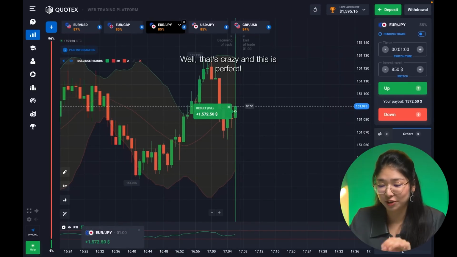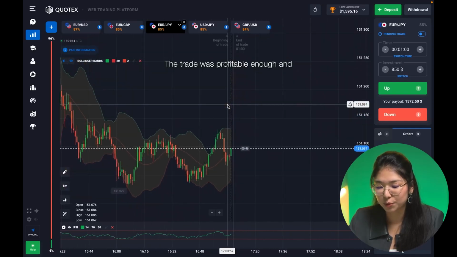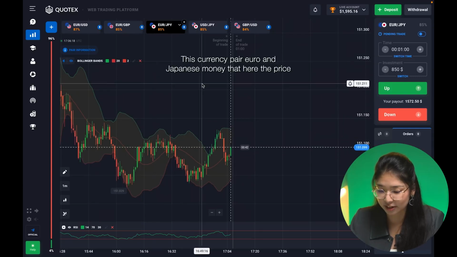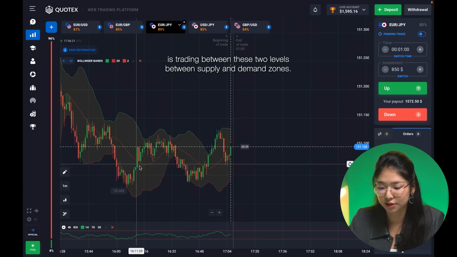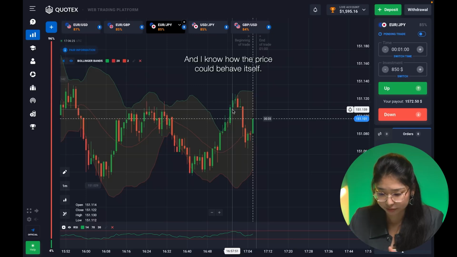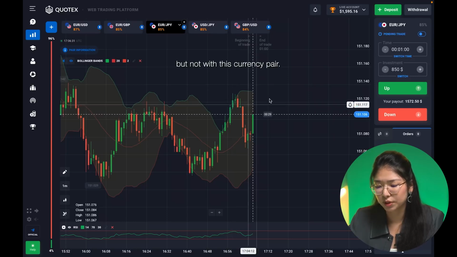Wow, that's crazy, and this is perfect. Look at this profit. The trade was profitable enough, and with this currency pair, euro and Japanese yen, the price is trading between these two levels, between supply and demand zones. And I know how the price could behave. So from this point, I think I can make one more trade, but not with this currency pair.